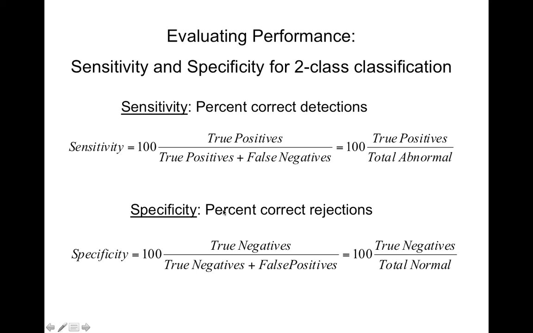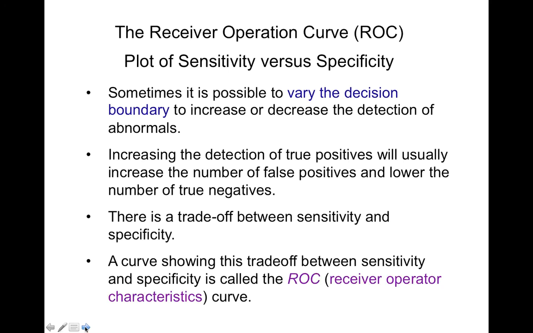Specificity means the percent correct rejections. So in our case, we would have 10 true negatives and one false positive, so we would have 10 over 11. That would be our specificity. So the receiver operating characteristic curve, or ROC curve, plots sensitivity versus specificity. And sometimes you can vary the decision boundary to increase or decrease the detection of abnormals. If you increase the detection of true positives, that will usually increase the number of false positives and will lower the number of true negatives. So there is a trade-off between sensitivity and specificity.